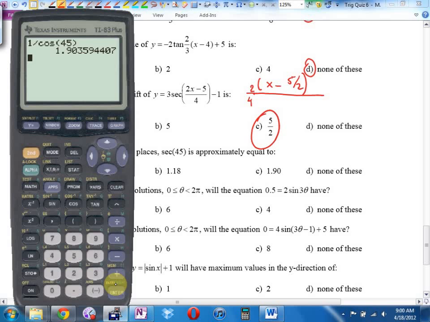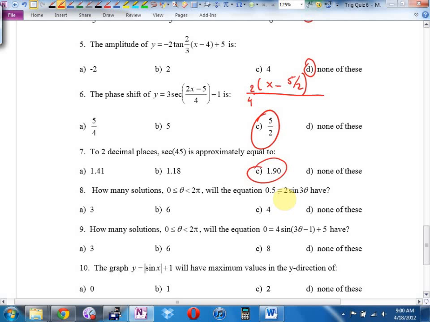1.9. The most common mistake, Cassandra, kids go like this. 1 divided by the cosine, and for some reason they think they have to flip the angle. They want 1 over 40. No, we're not flipping the angle. We're flipping the cosine, which means, in fact, if you want an even quicker way to do it, it's this. Cos 45, close bracket. Here's the reciprocal button, the little x to the -1. That takes the reciprocal of whatever answer you started with. That's also a nice quick way to do it. C.